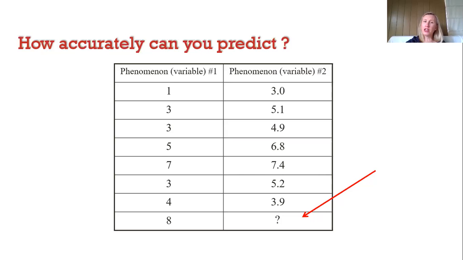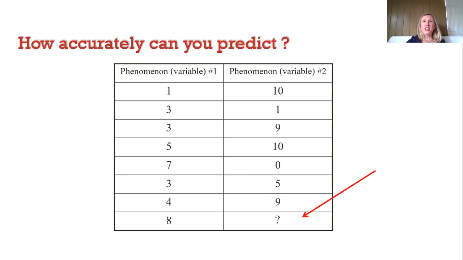Now, can we predict what the question mark might be if there's a number 8 in variable number 1? Well, we could say we think it would be about 10. We cannot say with 100% accuracy, all right? Now, can you see a pattern in these values?